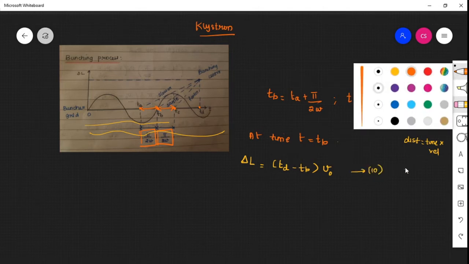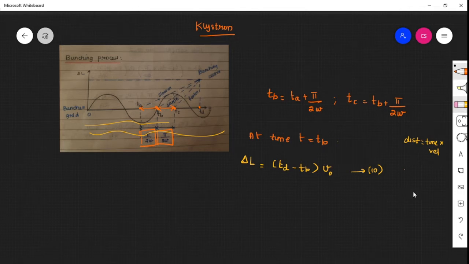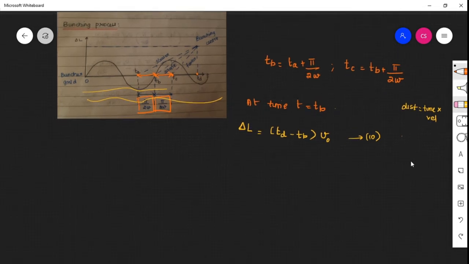Previously, we had mentioned equation 9, so I am continuing with the number as 10. Next, we will take the next electron at time t equal to TA, which means it is your slower electron. So, for the buncher drift space, the length of the gap is given by TD minus TA into, it is decelerated because it is a slower electron, so the velocity will be the minimum velocity. Let this be equation number 11.